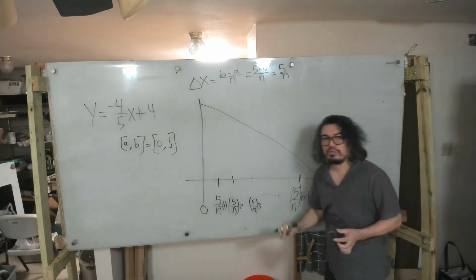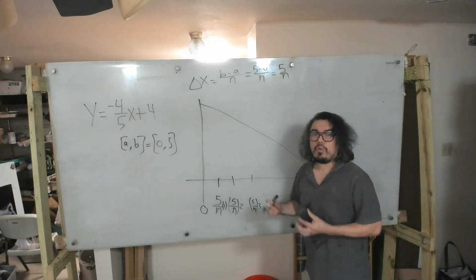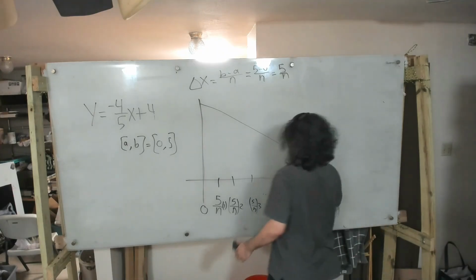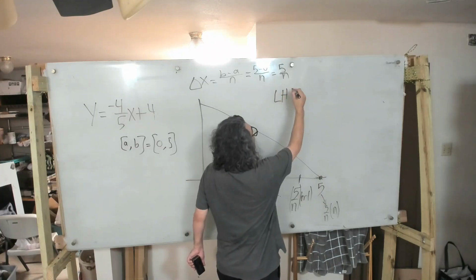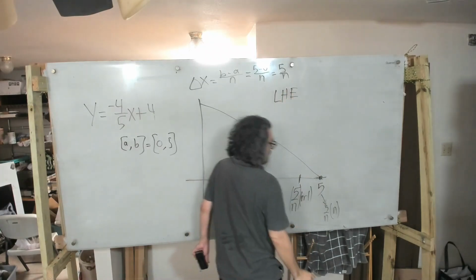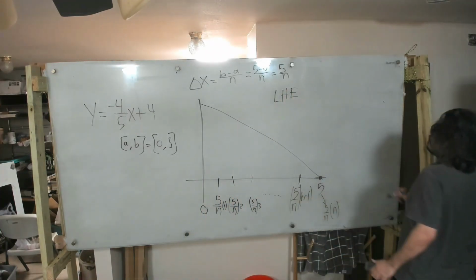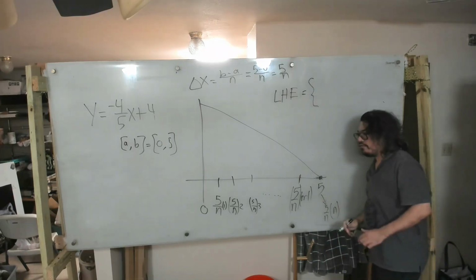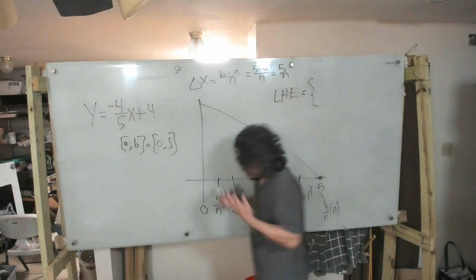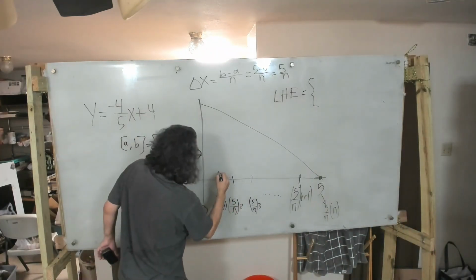So let's just suppose, for example, that I want to do a left-hand Riemann sum. To do that, I would need to know the left-hand endpoints, which we're going to represent as LHE. Okay? I want you guys to see this very carefully. So let's now imagine in our brain that we're slicing.